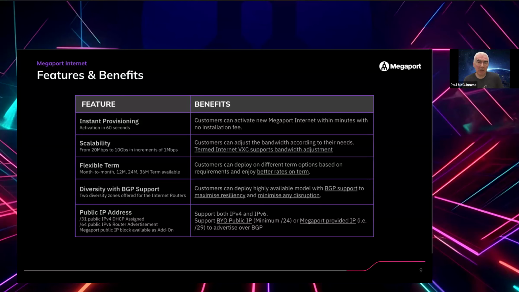And the service comes with public IP addresses, so you get a /31 for IPv4 and a /64 for IPv6. And then we do have some other options as well. If you don't want to take the default option, then we have support for bring your own IP with a minimum of a /24. And there are some Megaport provider IP options. We can provide you with, let's say, a /28, /29 to advertise over BGP as well. Just talk to a Megaport solution architect for the details around that.